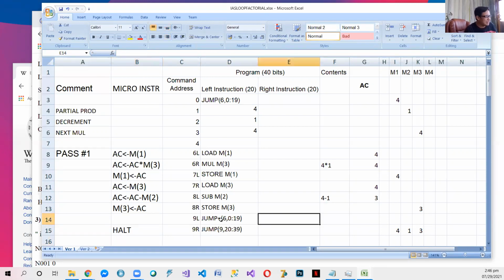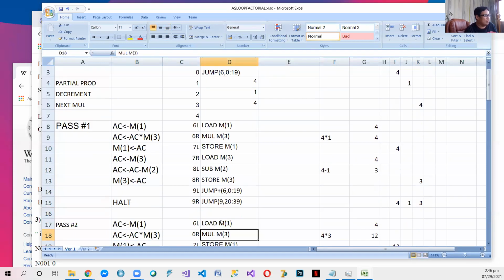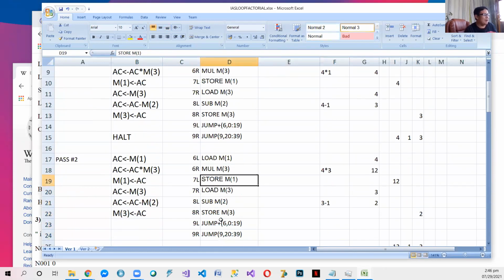Which means that since it's a 3, it's a plus, so we will repeat to pass 2. So sa pass 2, ganun pa rin, di ba? I'm not going to erase it anymore. I'm running out of time. So basta ang last nating value is 4, 1, 3. Okay? So we load M1 to AC, so it becomes 4. And we mul M3. M3 is now 3. 4 times 3 becomes 12. And we store M1, so our partial product becomes 12.